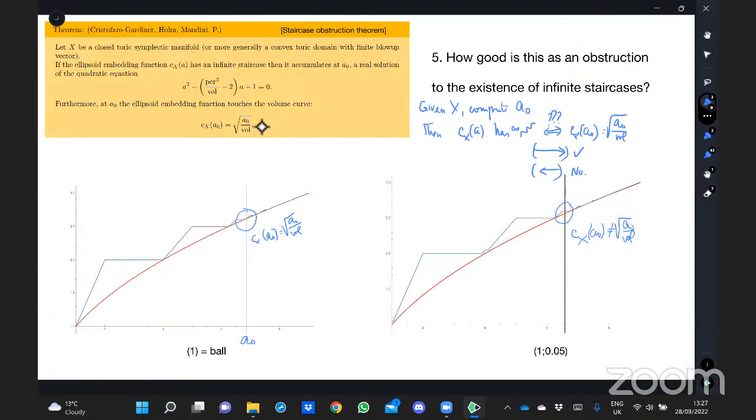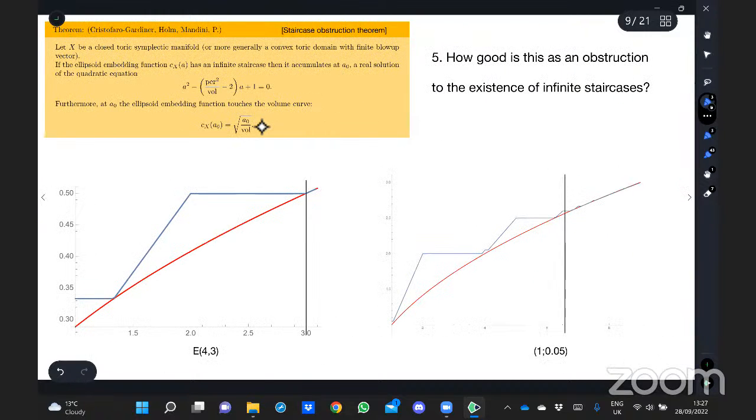And I only found out today. Okay, so here, C sub X of A naught is different, right? It's not on the volume curve. And indeed there's no infinite staircase. Okay, but let me show you a case when it fails. So if the target X is equal to this ellipsoid, then A naught is equal to 3. Here C sub X of A naught is equal to the right thing, but there is no infinite staircase, as you can see in the drawing.